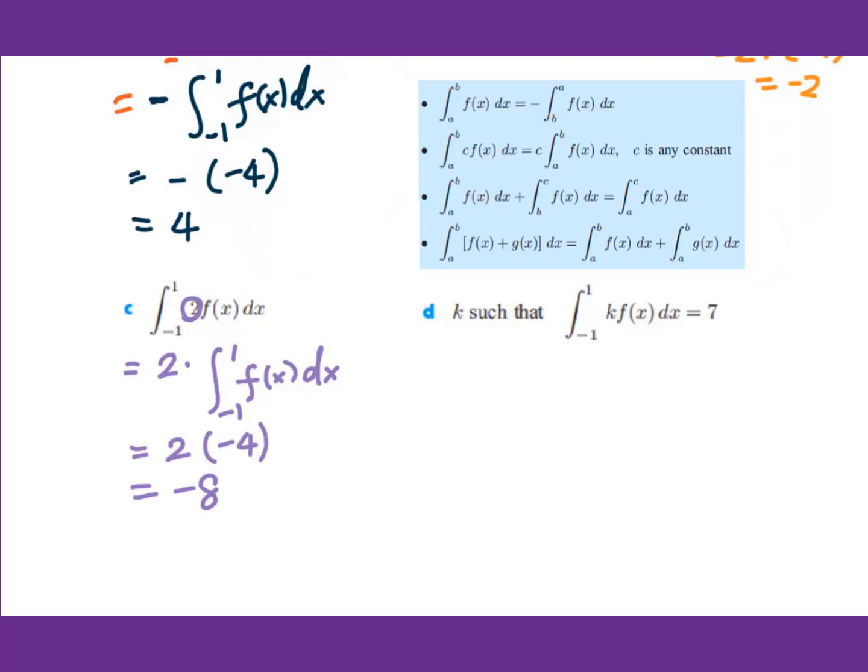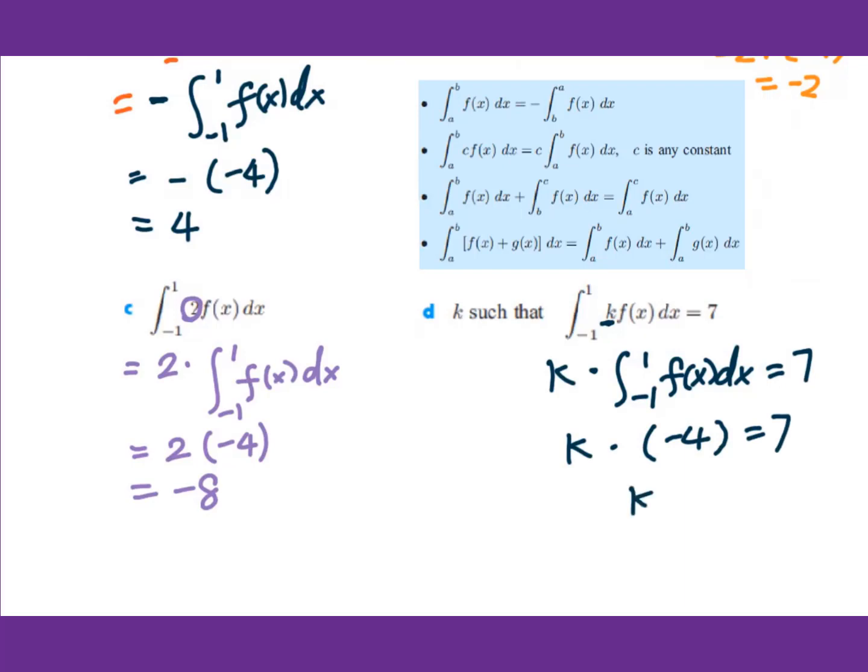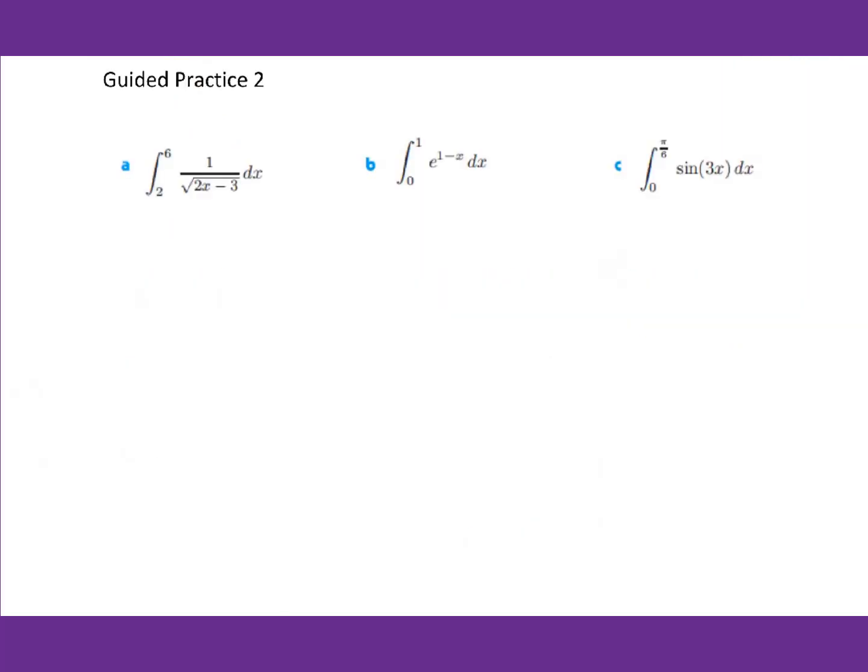Look at the D. Find the k such that definite integral of k times f of x from -1 to 1 equals 7. We can take this k outside. k times definite integral of f of x from -1 to 1 equals 7. So k times -4 equals 7. k equals -7/4.